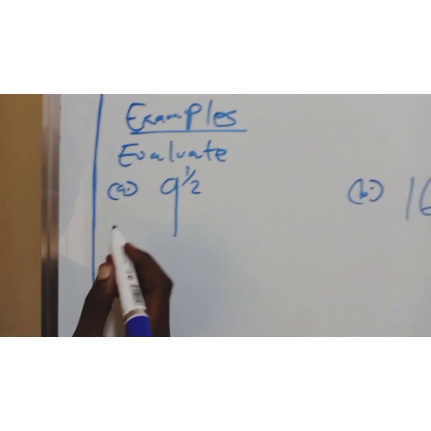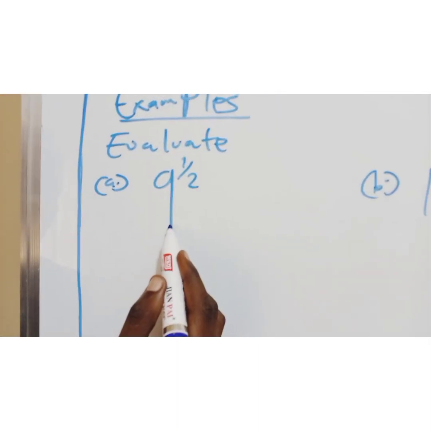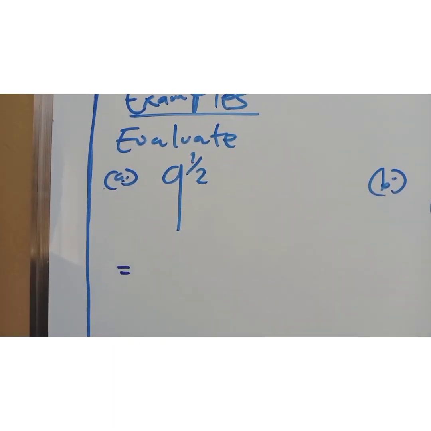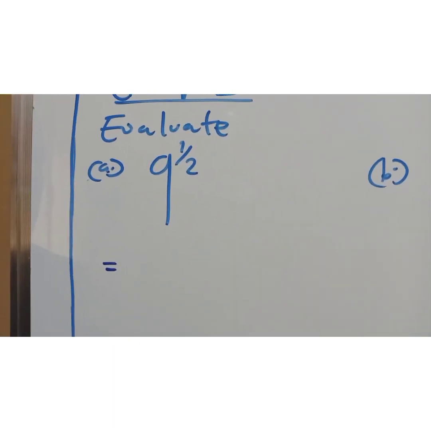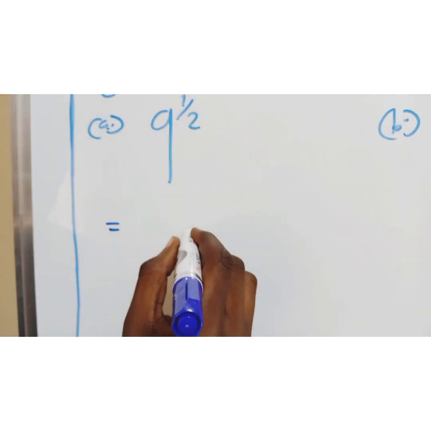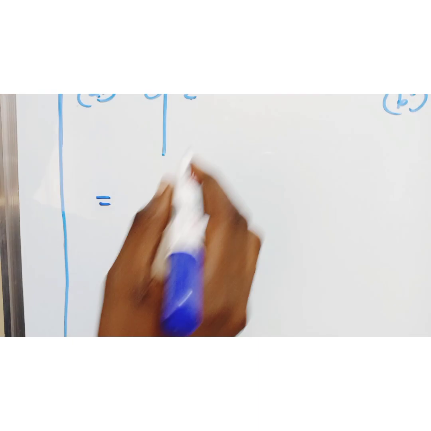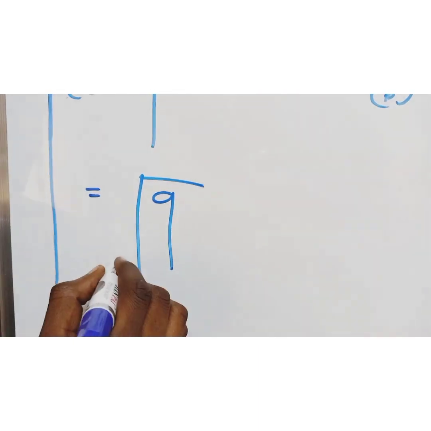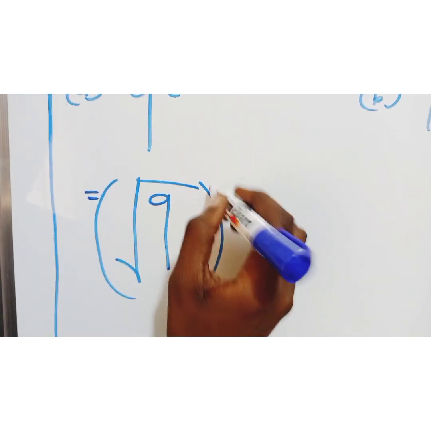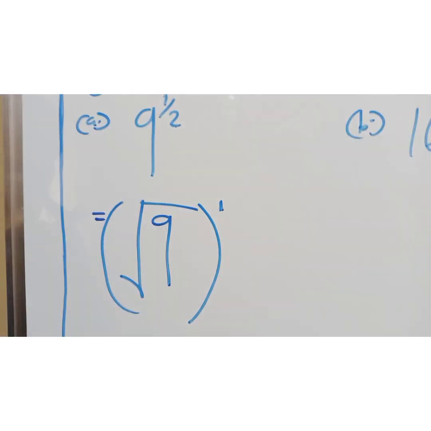So examples, we have evaluate 9 to the power half. This is what it means. So this half stands for a root, a square root because it's 2, so square root. So you're going to have your 9. Since 2 stands for a square root, you're going to have your square root here. You open brackets and close them. Have you seen this one? I'll put it here. Yeah?